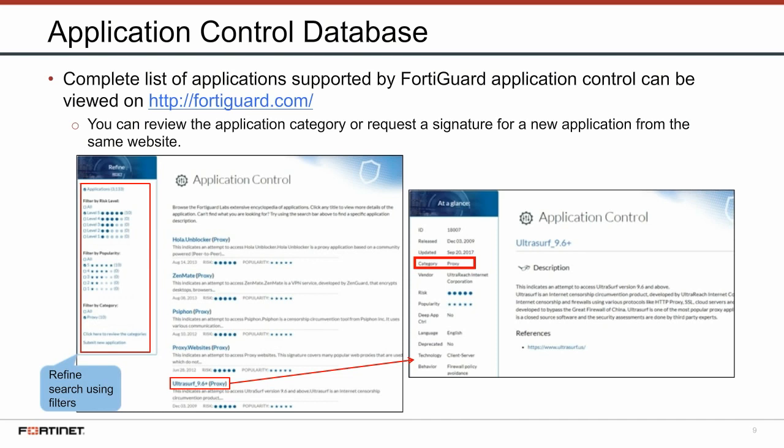If there are new applications that you need to control and the latest update doesn't include definitions for them, you can go to the FortiGuard website and submit a request to have the new applications added. You can also submit a request to reevaluate an application category if you believe an application should belong to a different category.